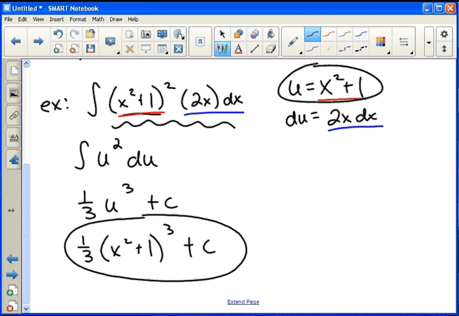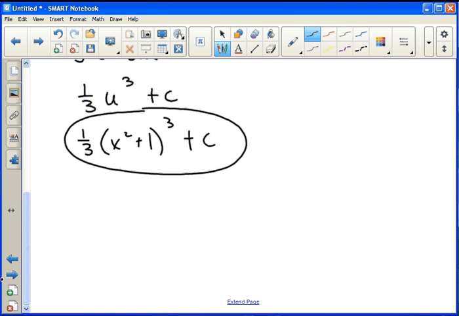Okay, now let's do another one. Let's do the integral of x times (x squared plus 1) cubed. So for these, the first thing you need to do is try to figure out what you should use for u. U would equal x squared plus 1.